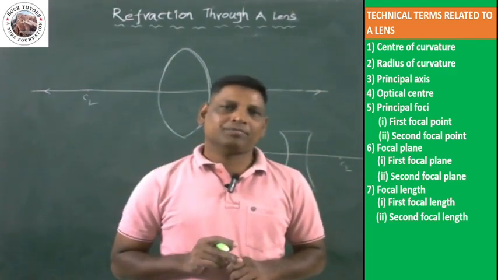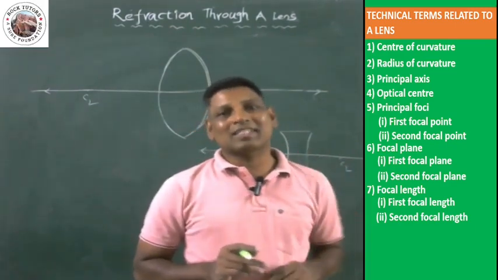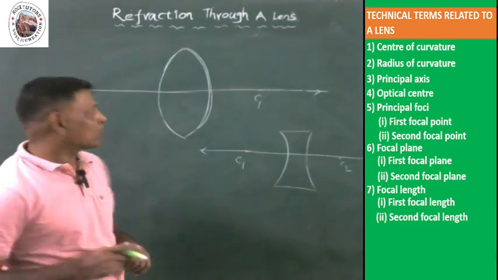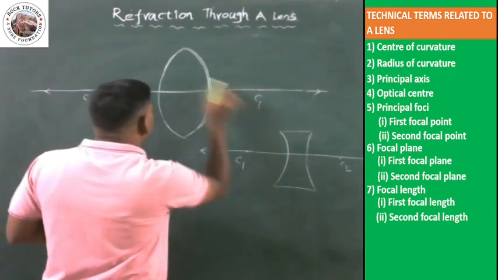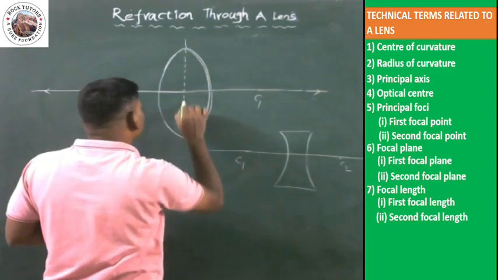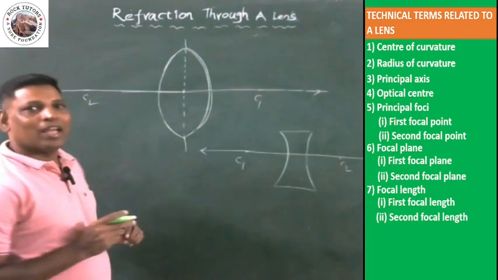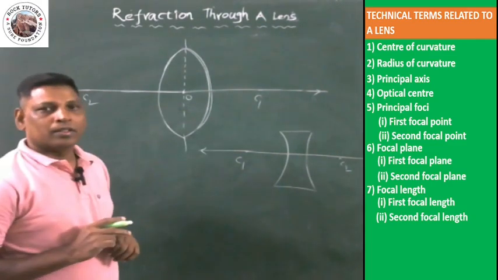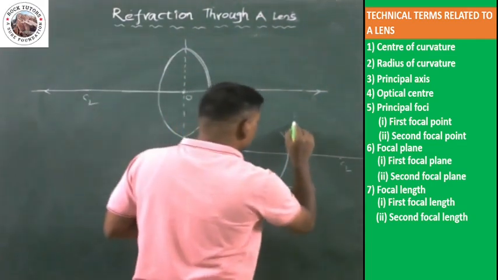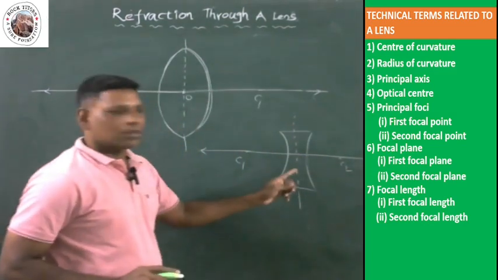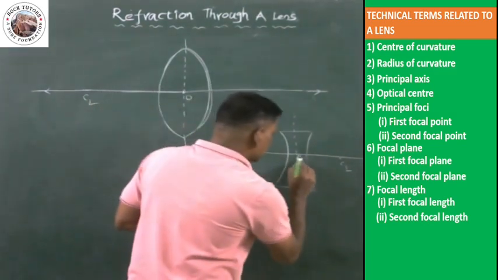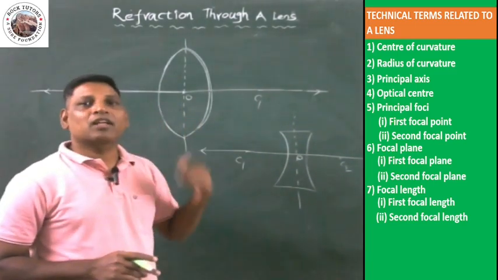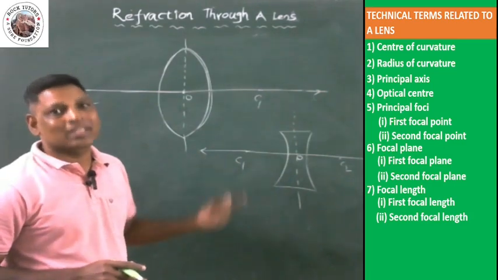Next point, optical center. What is meant by optical center? The geometrical center of the lens. So here, this is the center. It's called the optical center. For here also, this is the optical center. But what is the actual definition? How can we say what is meant by the optical center?